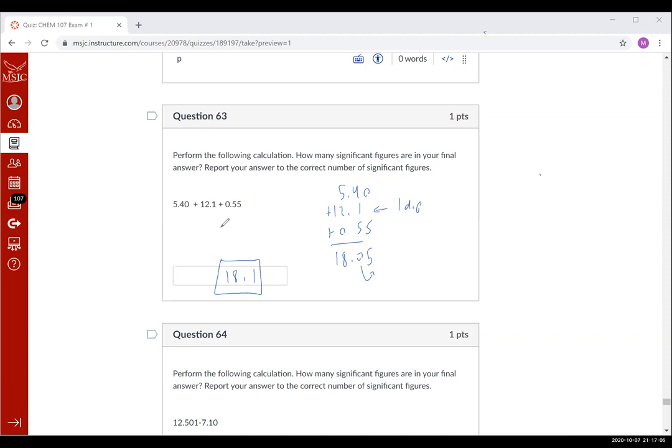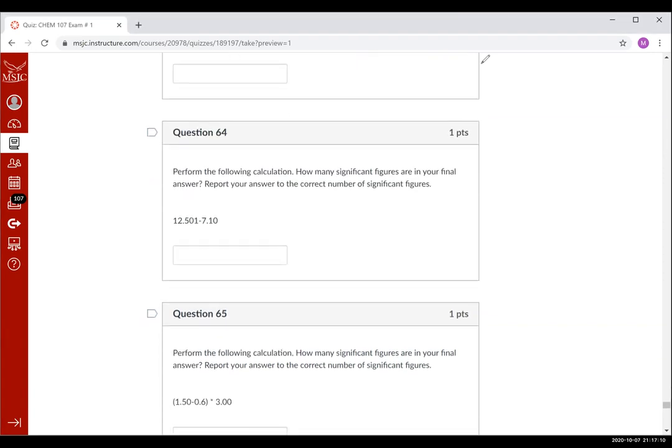So continuing on, looking at this next example, we're dealing with a subtraction operation. So we have 12.501 minus 7.10. So we'll retain 2 decimal places, and that gives us 5.401 that we in turn round to 5.40. Does this make sense to everyone?